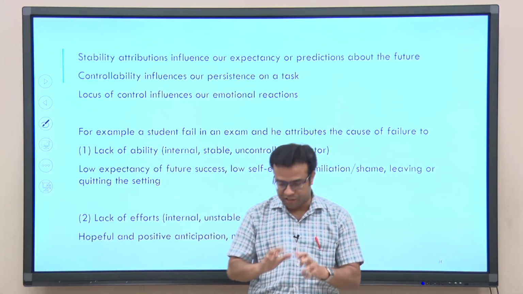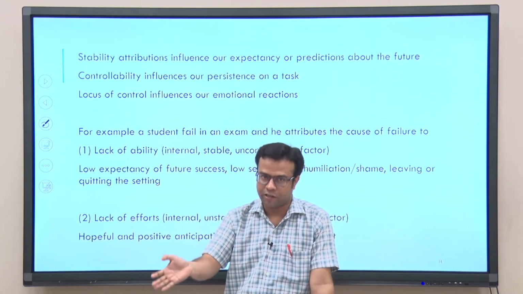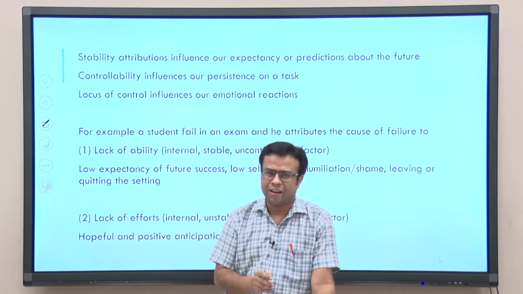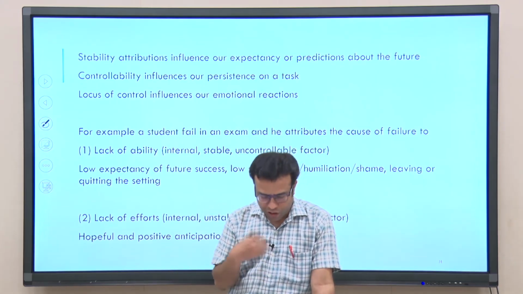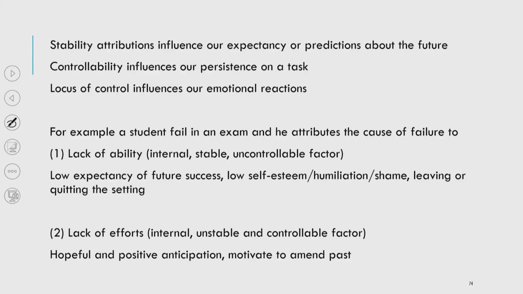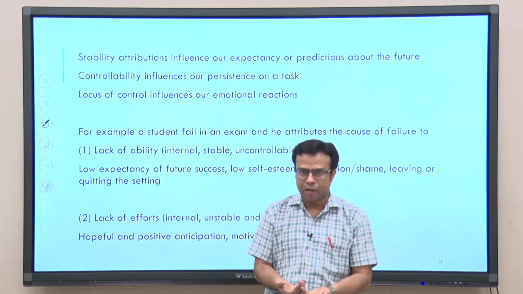Controllability influences our persistence on a task. So, if you believe a factor is controllable, you will put more effort into it. If you believe it is uncontrollable, you are likely to run away or avoid it. Locus of control influences our emotional reaction. Whether you use an internal or an external locus of control explanation, depending on the situation, there may be diverse emotional reactions, positive, negative, etc. So, let us give an example of how it can influence.